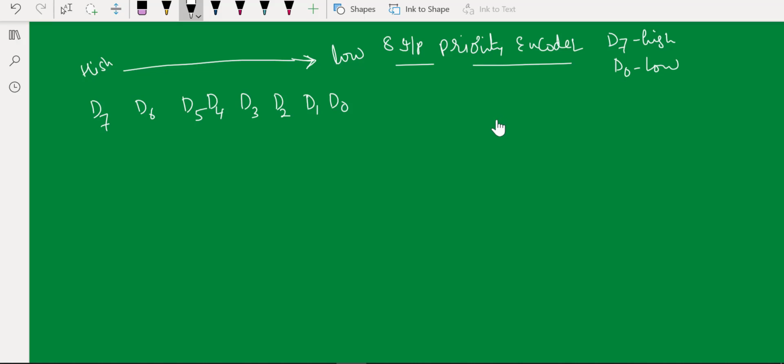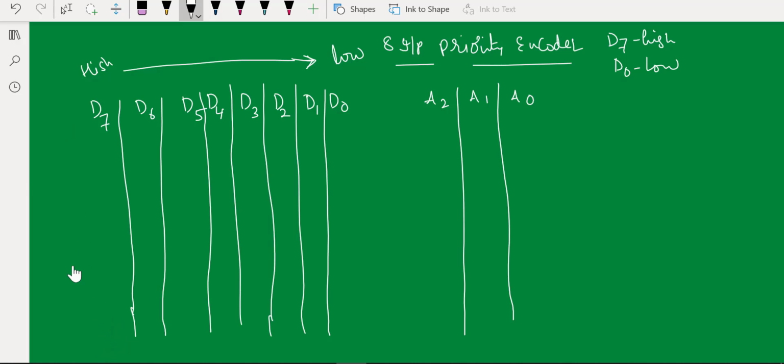Okay, so that means whenever the D7 input is pressed, it doesn't have to care about other inputs. It directly produces the corresponding output related to D7. So let's take A2, A1 and A0 as my 3 outputs. Now we'll start with D7 first. When D7 is pressed, that means D7 is 1. Since D7 is the highest priority, it doesn't have to care about other inputs, whether they are on or off. It's supposed to produce 1, 1, 1 as output.